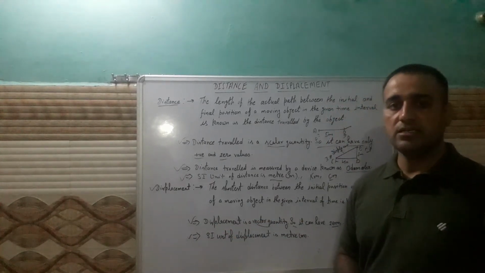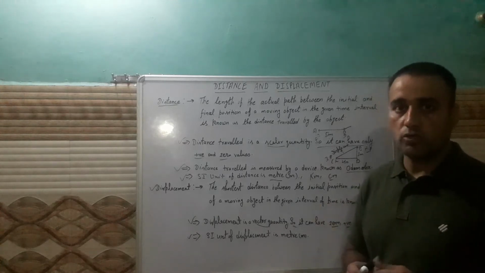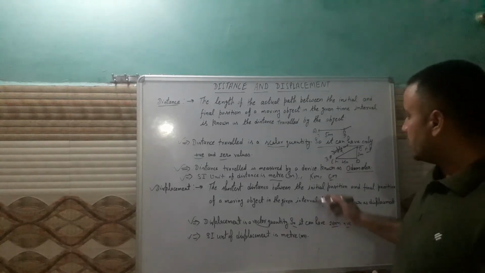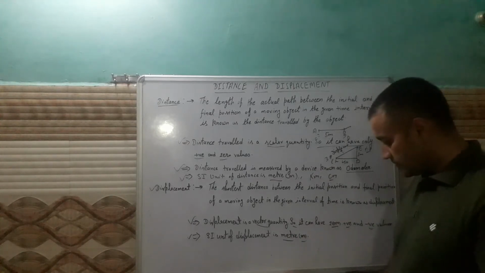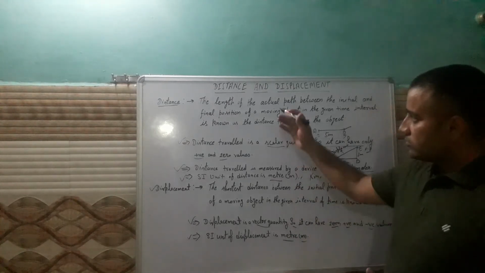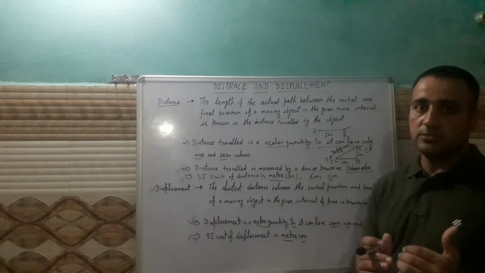As displacement is also the shortest distance, the unit will remain the same as in the case of distance travelled. The SI unit is meter. Dear students, now we are going to discuss the difference between distance and displacement.